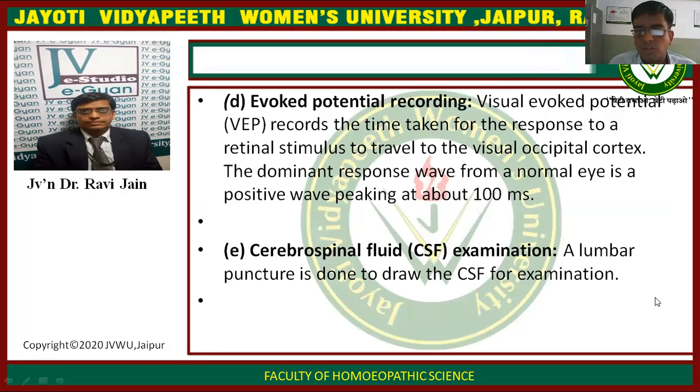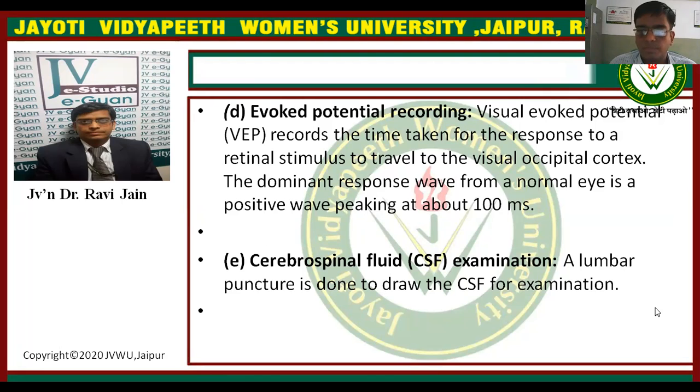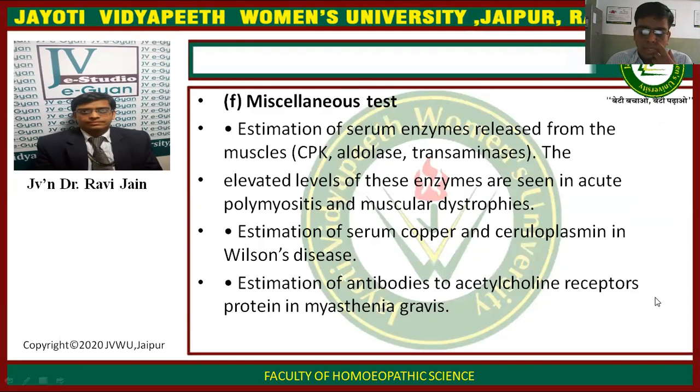In the next, the lumbar puncture is done to draw the CSF for examination. Next, we have the miscellaneous tests. In the miscellaneous tests, there is an estimation of serum enzymes that are released from the muscles. The enzymes include CPK, aldolase, transaminases. The elevated levels of these enzymes are seen in acute polymyositis and the muscle dystrophies. Then estimation of serum copper and ceruloplasmin in Wilson's disease, and estimation of antibody to acetylcholine receptor protein in myasthenia gravis.